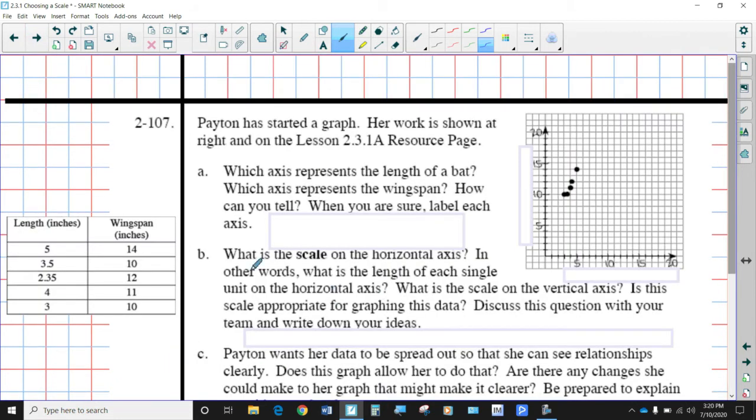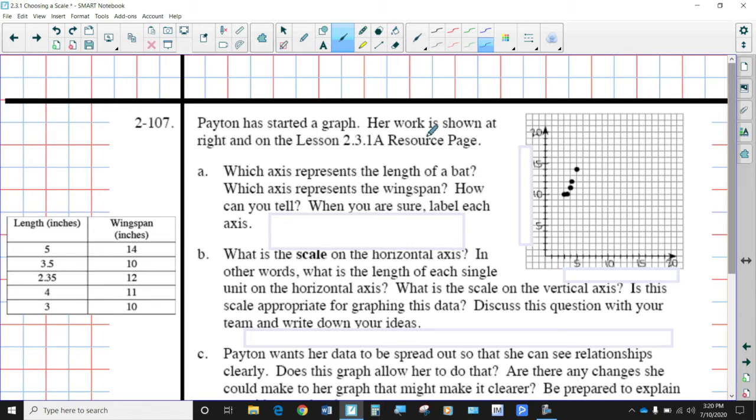Okay, so you've got this all written in your journal. Now, Peyton has started a graph. This is the graph that she started. There is a resource page for this. I have attached it to the classroom. So if you want to print that off, you may.